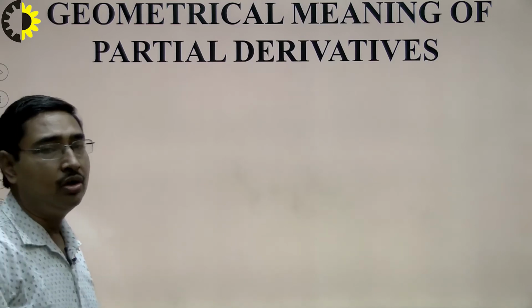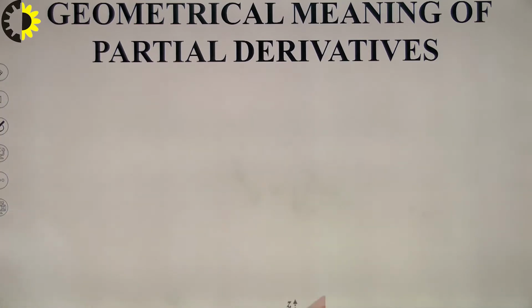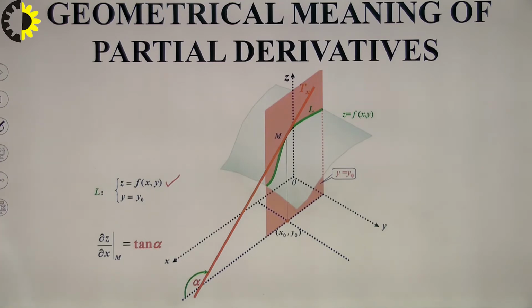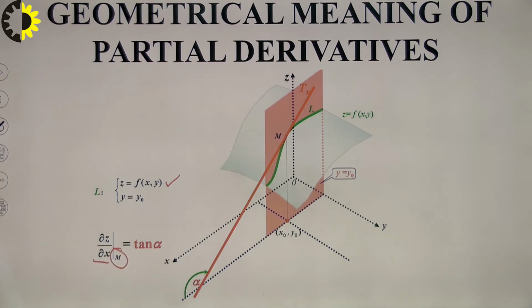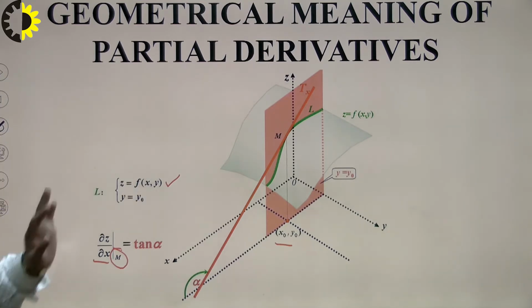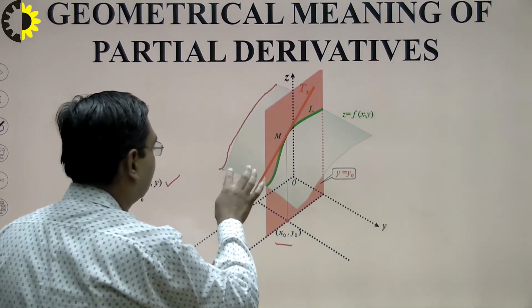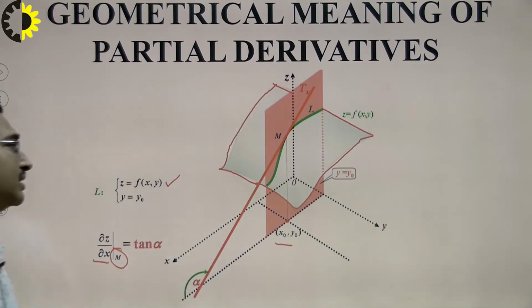Now we move towards the geometrical meaning of partial derivative. Suppose z equal to f(x, y) is a function, and we want to understand the partial derivative del z upon del x calculated at a point M, where M has x naught, y naught as its x and y values. This z equal to f(x, y) represents a surface in space indicated here. This is a surface in space.